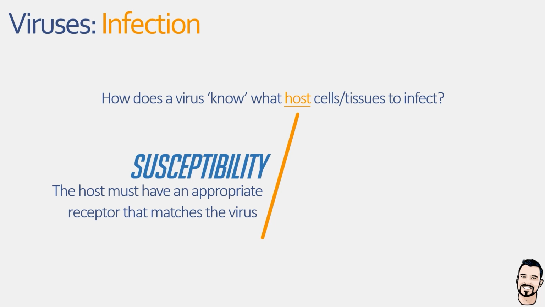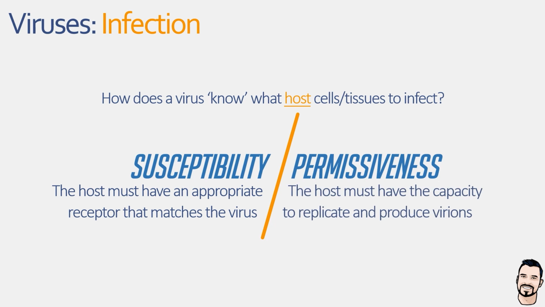Now, the second aspect of viral infection revolves around permissiveness. This is based on the idea that whilst a virus may be able to enter and infect a host cell that displays the correct receptor, it also needs to contain the machinery that allows the replication of progeny virions, because without this, the virus would simply infect the cell and nothing would happen. Now, both factors are crucial for determining the outcome of a viral infection and supporting viral replication.